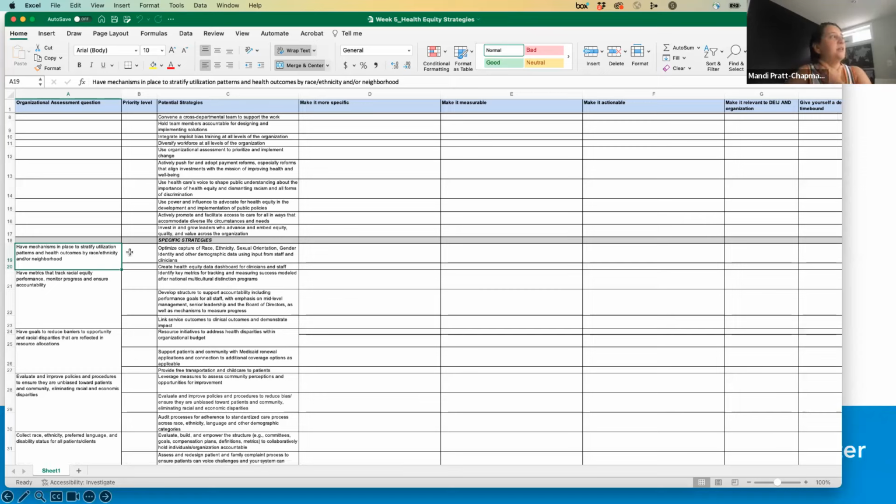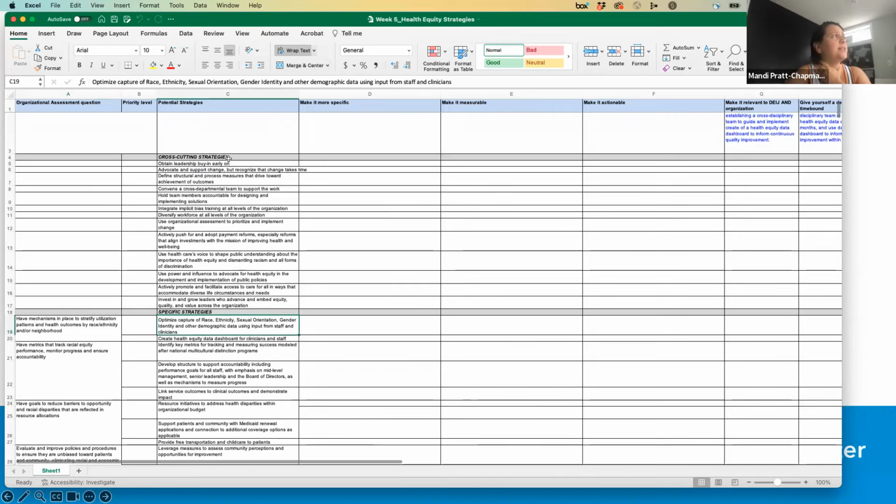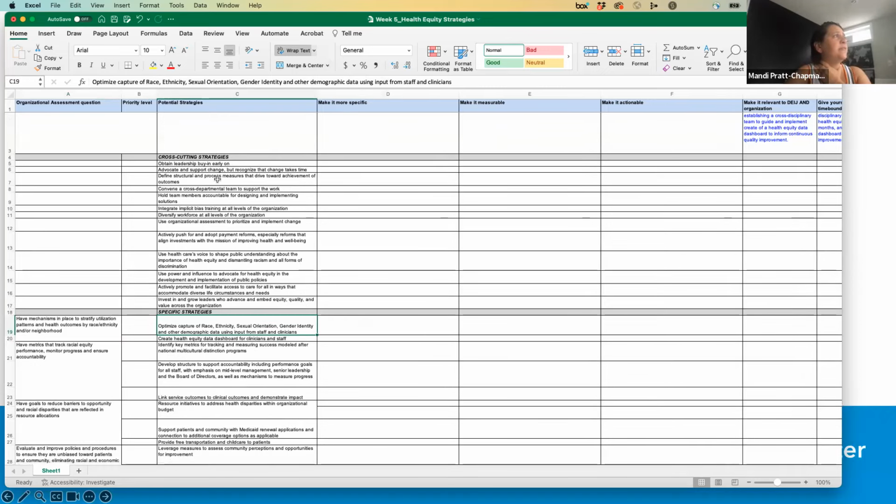And then depending on the priority level, I've added some strategies, and there's cross-cutting strategies such as obtaining leadership buy-in, advocating and supporting change, defining structure and process measures that drive toward achievement of outcomes, convening cross-departmental teams, holding team members accountable, integrating implicit bias training. So I'm not going to read all of them, but it gives you a sense of, regardless of the priority that you choose, all of these cross-cutting strategies hopefully would be helpful.